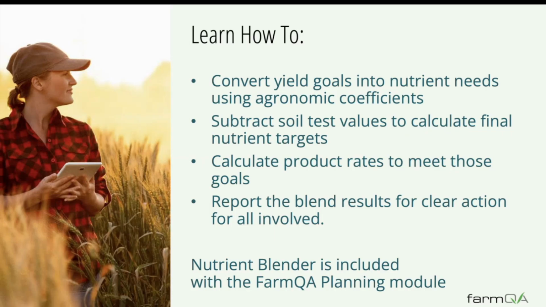So what is blending in our eyes? What we allow you to do as an agronomist, either as an independent, with a co-op, with retailers, or at a farm level, is input yield goals at a field level. We allow you to input what we call agronomic coefficients at a crop level to help you calculate the field needs. From there, we can subtract out things like your soil test results to come up with the final nutrient need for the upcoming season.